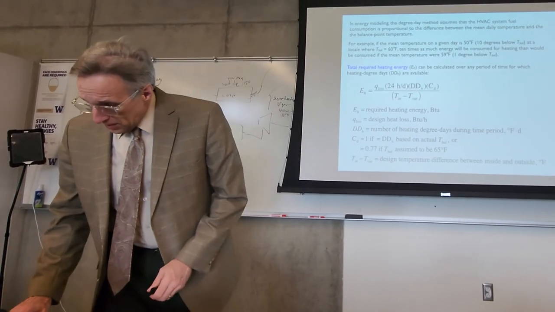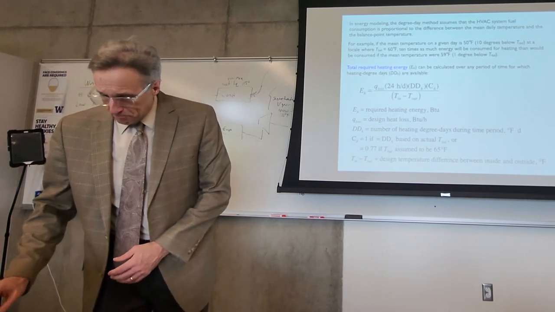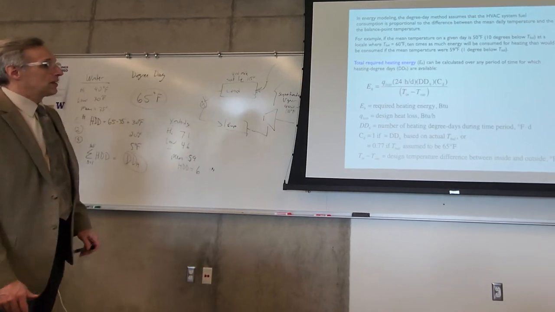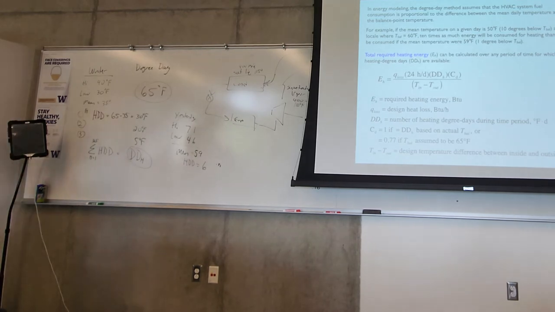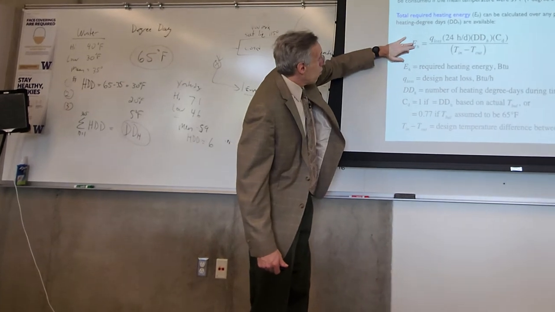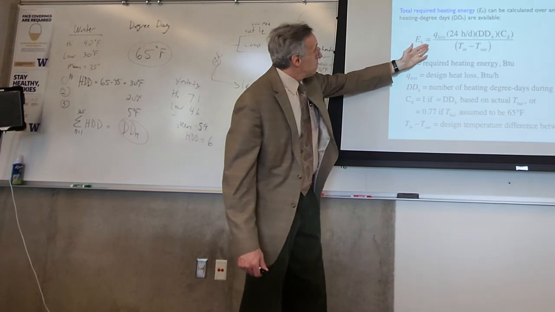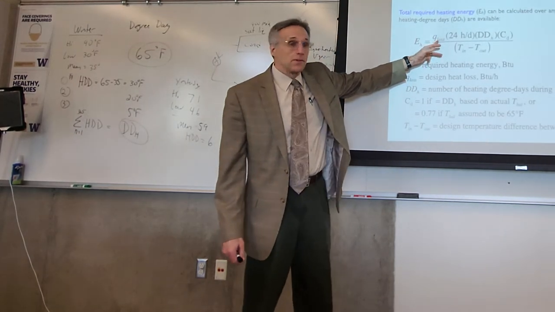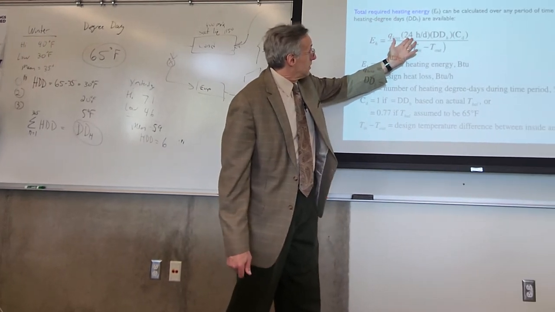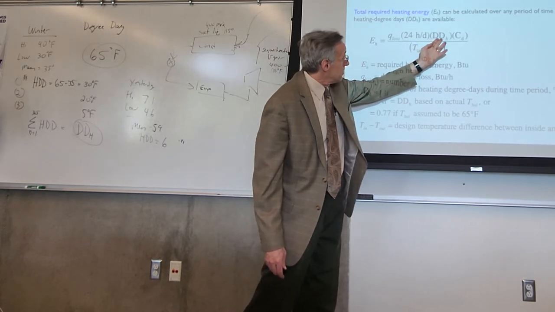so the assumption in this method is that the fuel consumption is proportional to the difference between the mean daily temperature and the balance point, 65 degrees. And this is how we can calculate the energy required. This is for winter, for heating, the energy for heating based on the heat loss. And the conversion from hours to days, then the degree days.